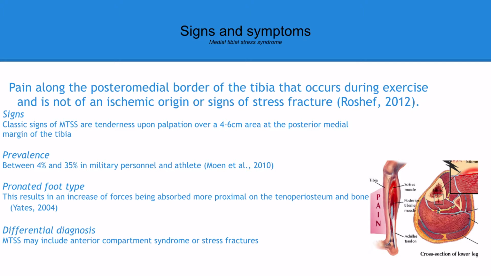Yates and White define it as pain along the posterior medial border of the tibia that occurs during exercise and is not of an ischemic origin or signs of stress fracture. Differential diagnosis of MTSS may include anterior compartment syndrome or stress fractures. There are numerous theories which support different tissues being under stress in MTSS.